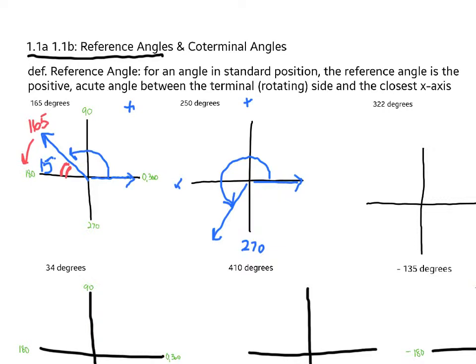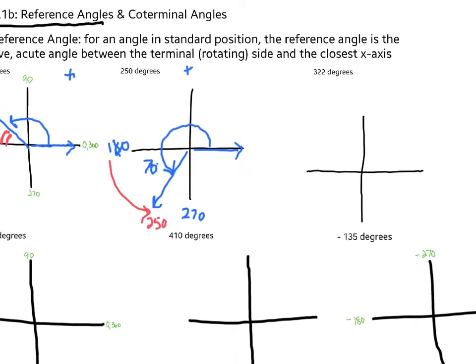Now it's close to the y-axis, but we said it has to go to the closest x-axis. So as a result, I need to think, what is the difference between 180 and 270? Because this right here represents my reference angle. So from 180 to 250, which is where we stopped, is how many degrees? 250 minus 180 is 70. So in my diagram, I would write a little 70 degrees right there. That's its reference angle.